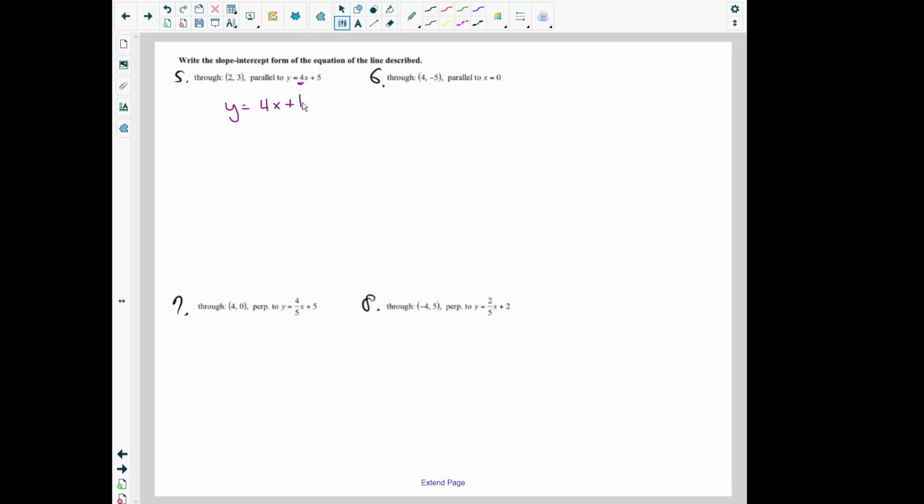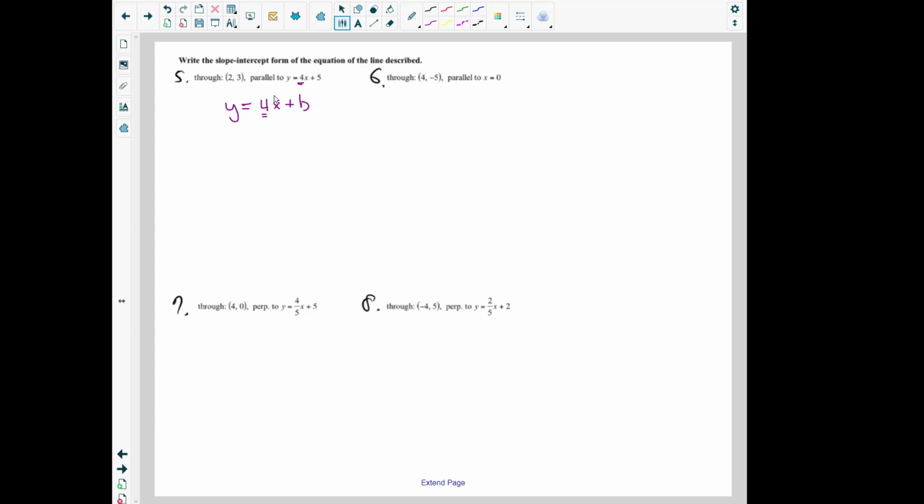Now, a lot of people tend to put plus 5 here by mistake. Parallel lines don't have the same y-intercept. They have the same slope, but they won't have the same y-intercept. So I know it can't be 5, otherwise it would be the exact same line, right? So parallel lines have the same slope, see here and here, but they have different b's.